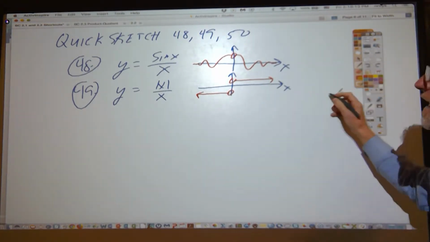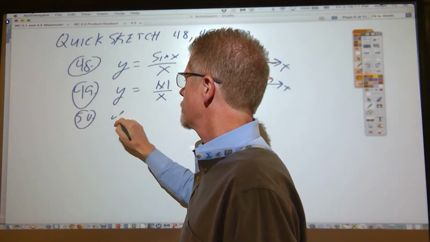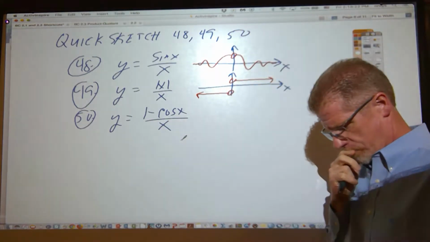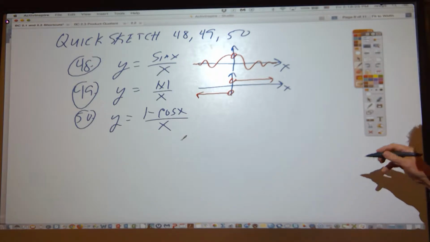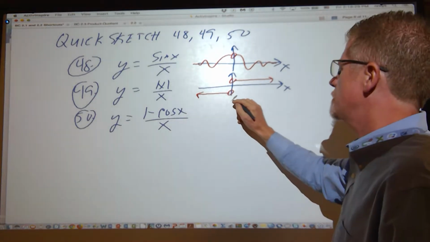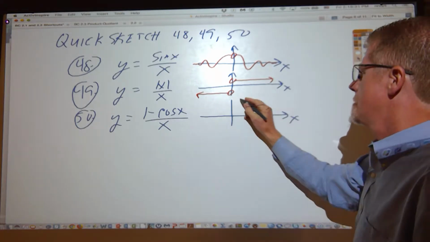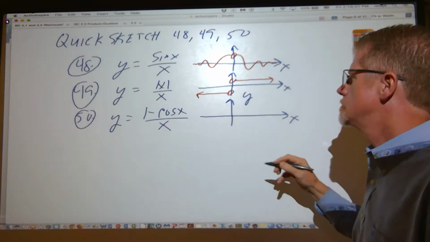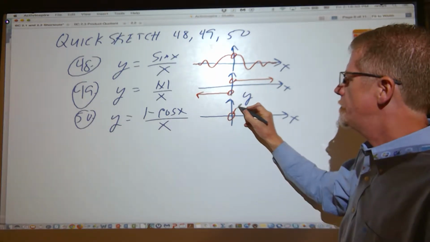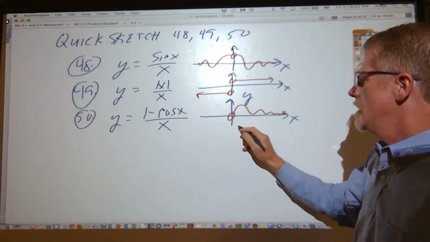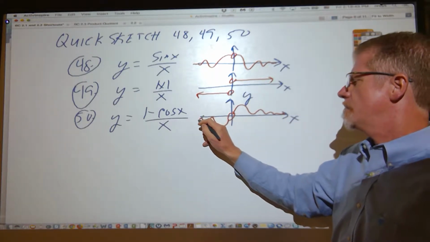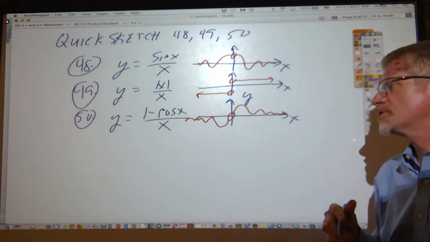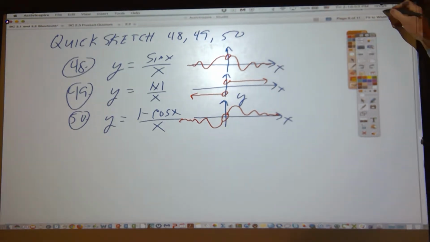And then finally, quick sketch number 50 was y equals 1 minus cosine x over x. What did the graph of that function look like? Try it on your own, see if you remember. That one also has a hole. It bounces from above to the right, and it bounces from beneath off to the left. These are going to be really helpful quick sketches to have in mind as we try to find the derivative of sine x.